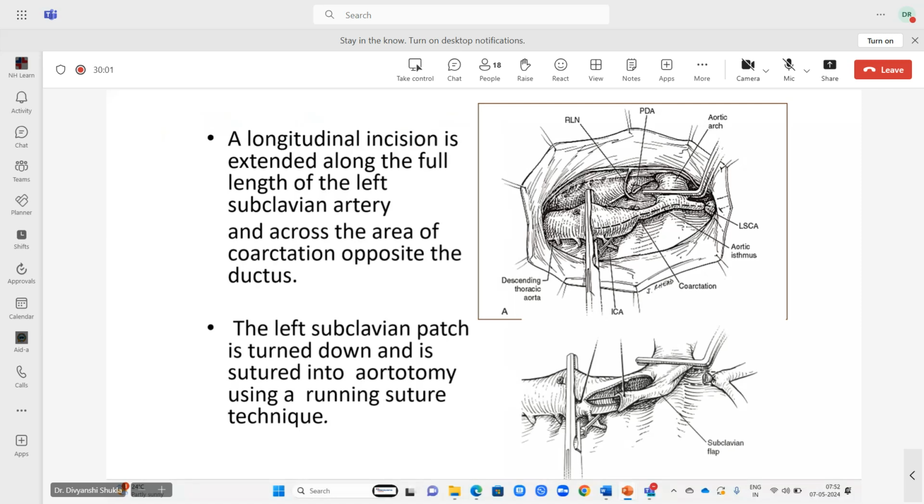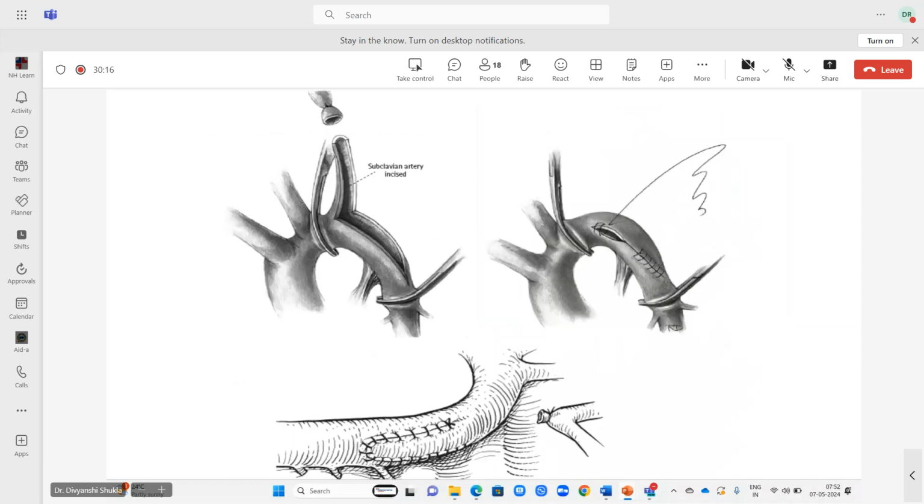A longitudinal incision is extended along the full length of the subclavian artery and across the area of coarctation opposite the ductus. The left subclavian patch is turned down and is sutured into the aortotomy using a running suture technique. Diagram depicting the same.